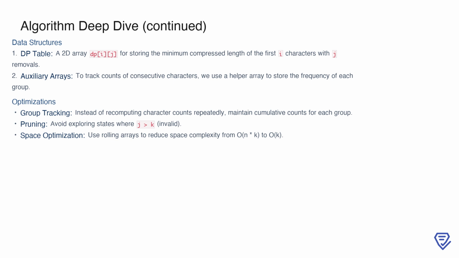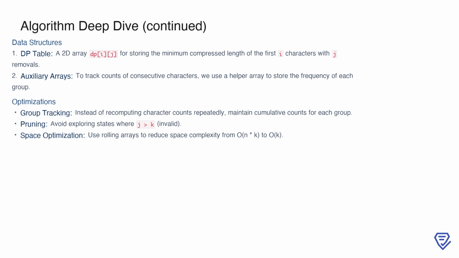Several optimizations can further improve the algorithm. For instance, by maintaining cumulative counts of character groups, we avoid recomputing character frequencies repeatedly. Pruning invalid states where j is greater than k ensures that we don't explore unnecessary paths. Additionally, we can reduce the space complexity of the DP table from O(n*k) to O(k) by using rolling arrays, which only store the current and previous rows of the table. These optimizations make the algorithm not only correct but also practical for large input sizes, ensuring it performs efficiently within the problem's constraints.